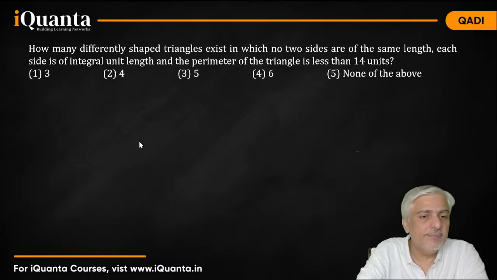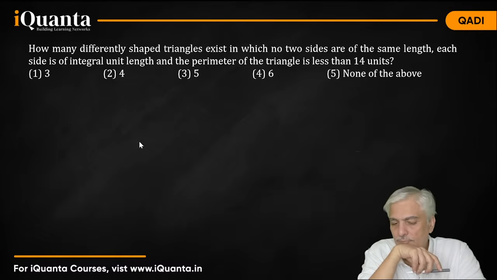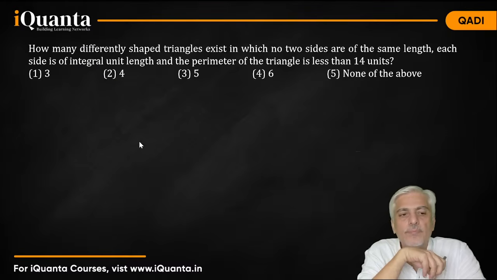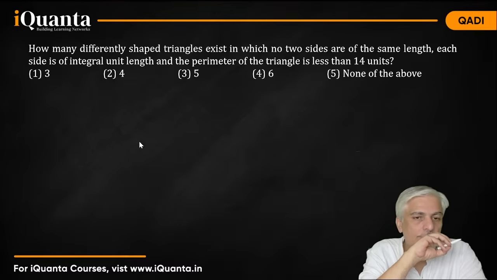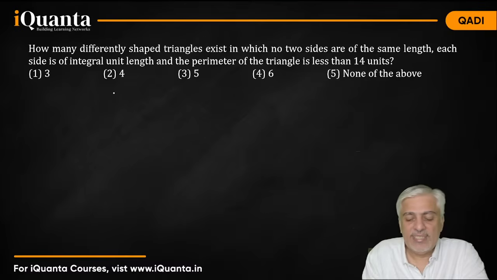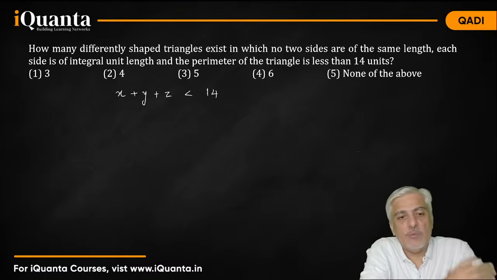Last 3 questions are there. So perimeter is less than 14. So sum of the three sides has to be less than 14. Start with the smallest logic.